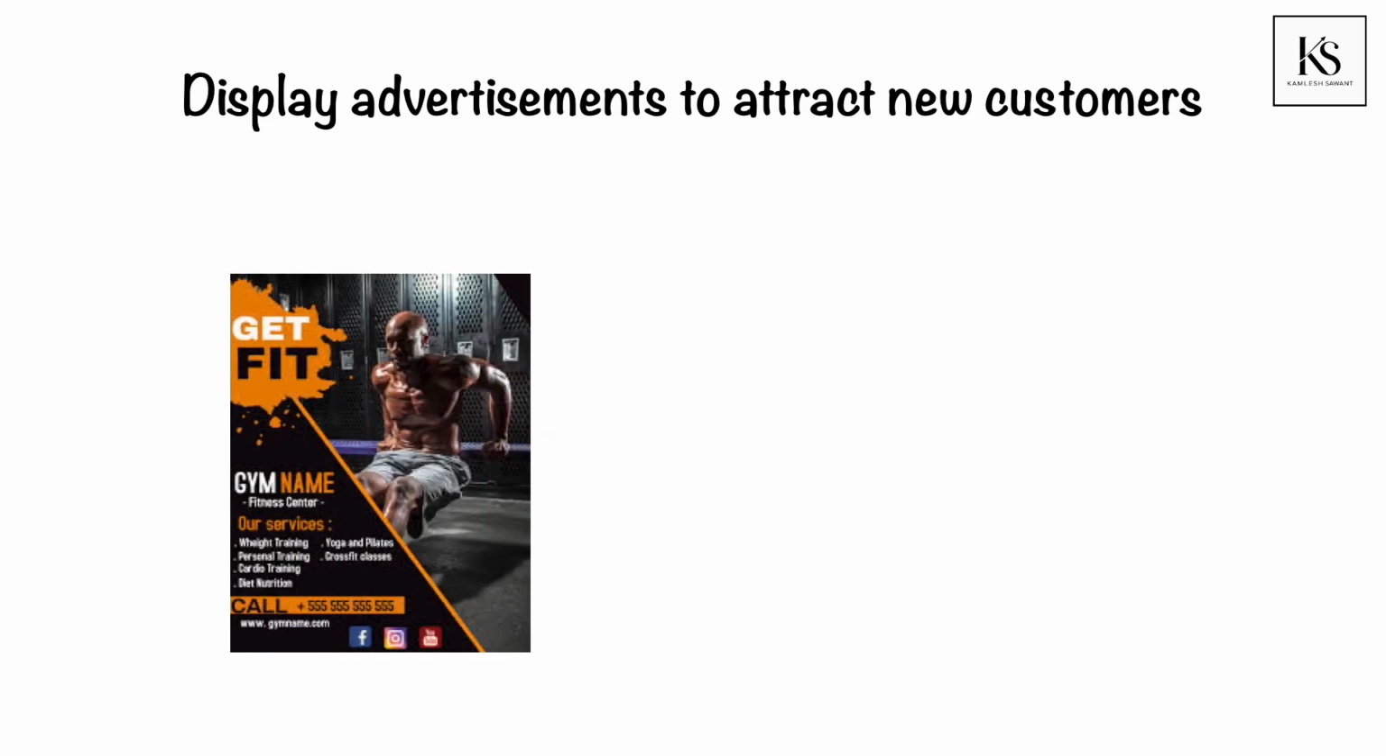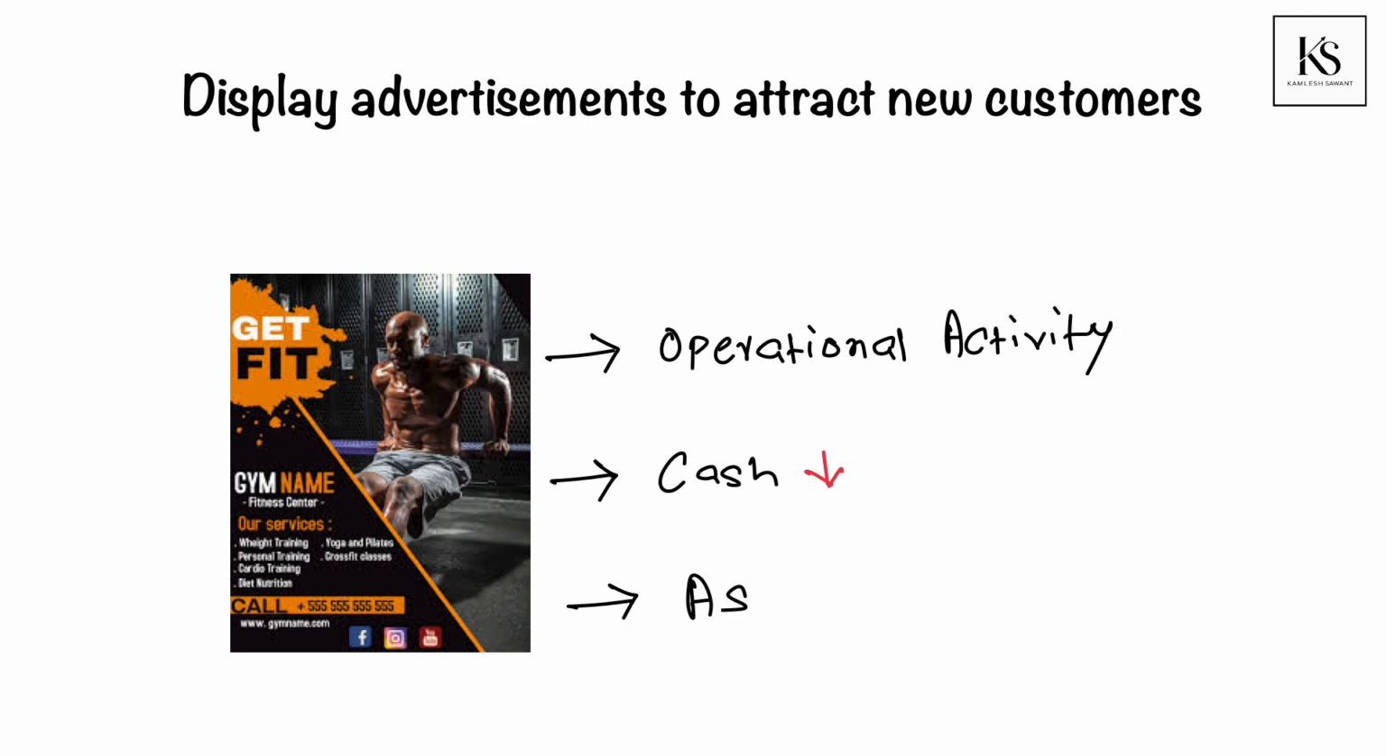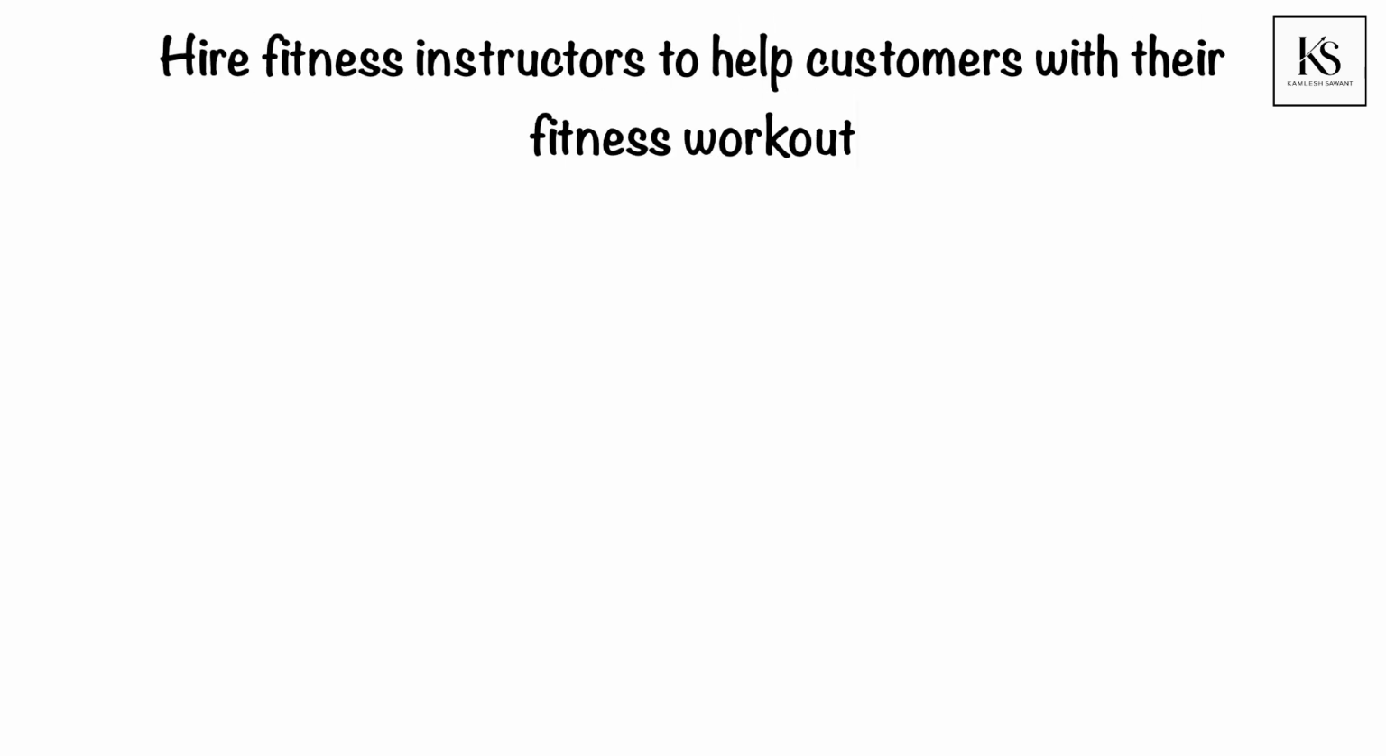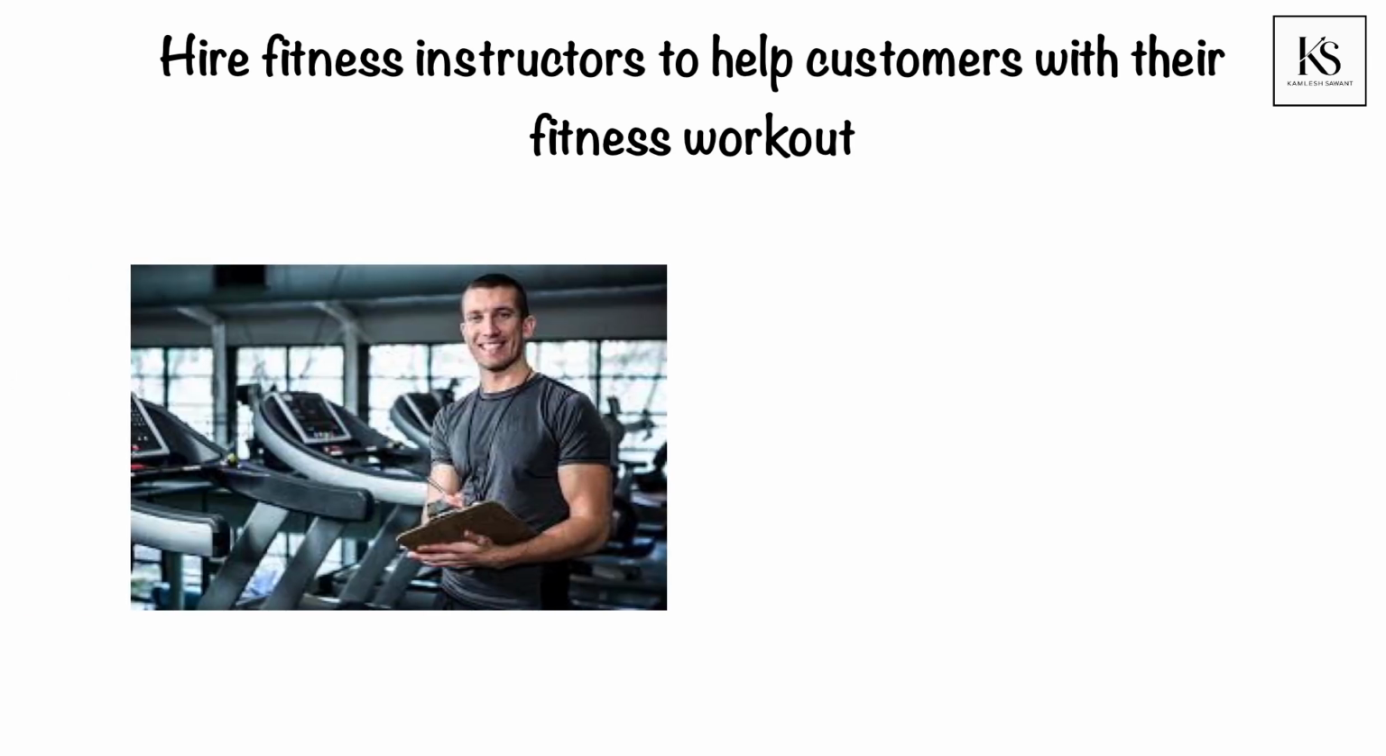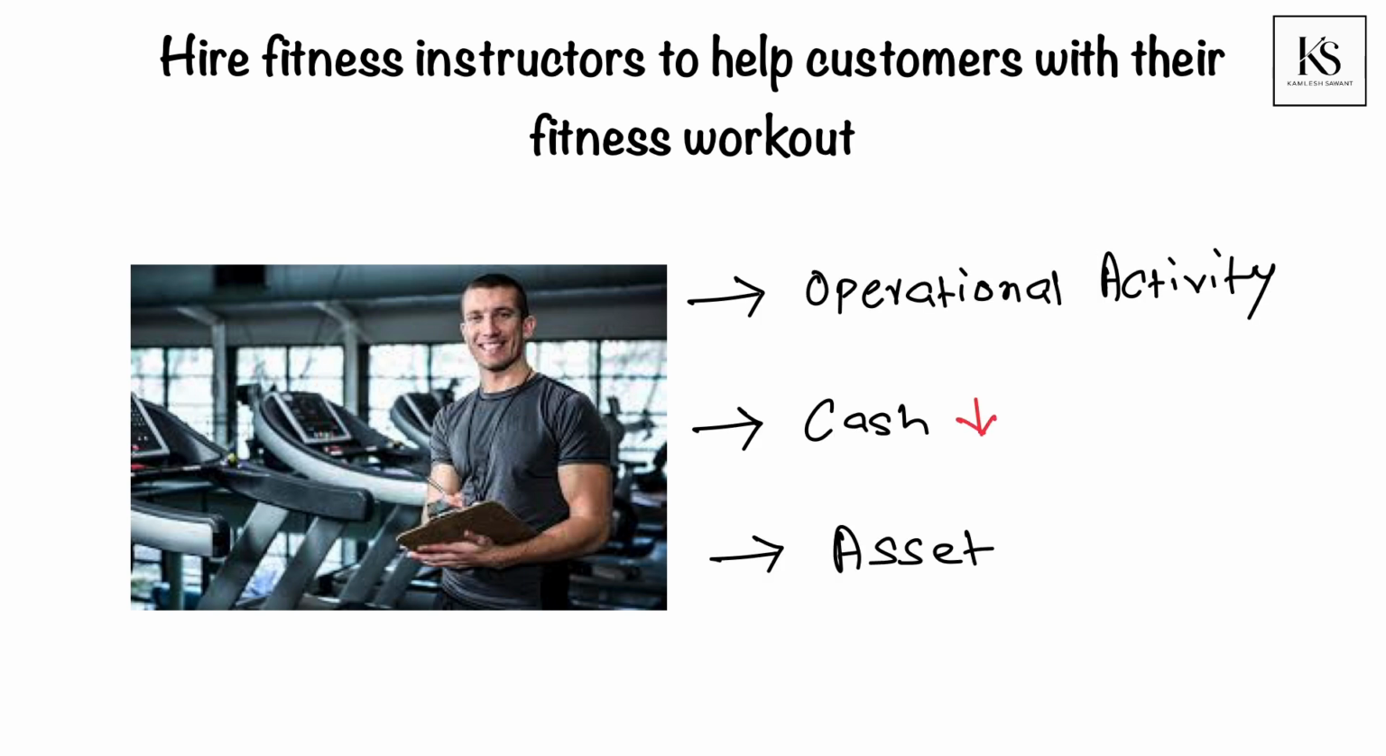Display advertisement to attract new customers. It is expenditure towards advertisement. It comes under operational activities. Cash balance decreases, treated as an asset as it increases brand value. Hire fitness instructors to help customers with their fitness workout. It is expenditure towards new recruits. It comes under operational activities. Cash balance decreases, treated as an asset as it increases the company's intellectual capital.